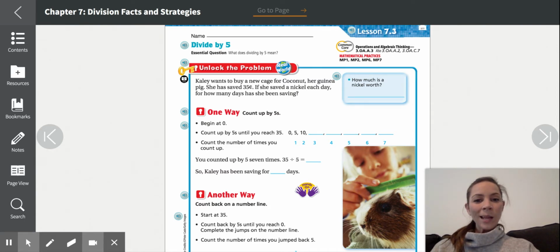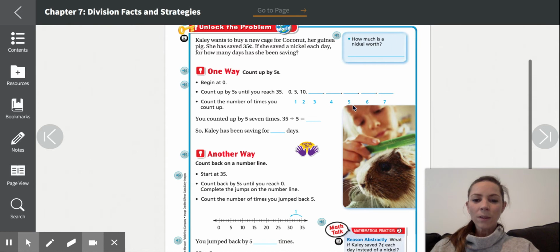All right, so I'm going to help you today with lesson 7.3, and the title of this lesson is dividing by 5. Okay, so again, we're kind of starting off with the easiest numbers to divide by, so I think today's lesson you'll be good at again. All right, let's read the unlock the problem.